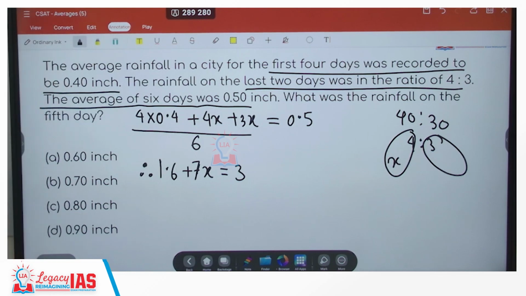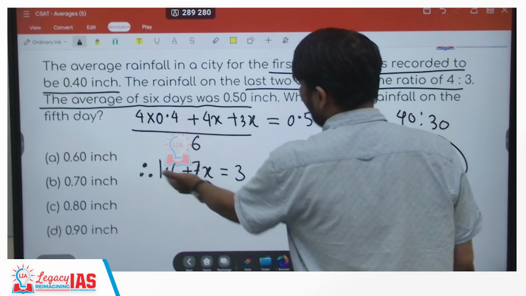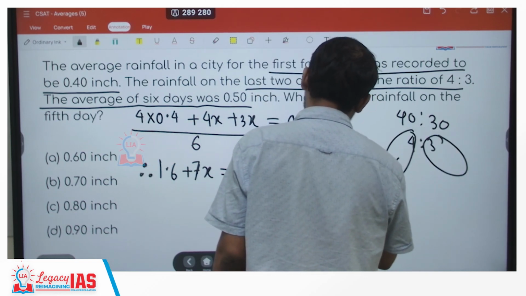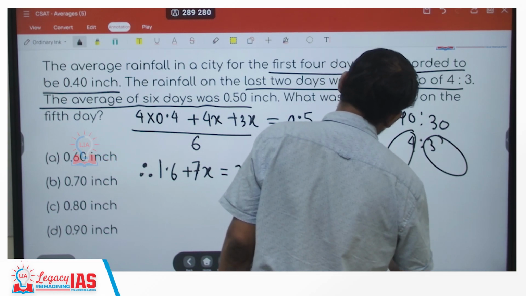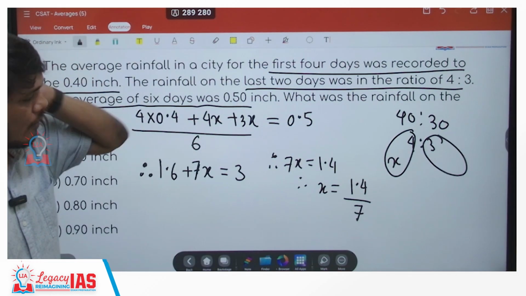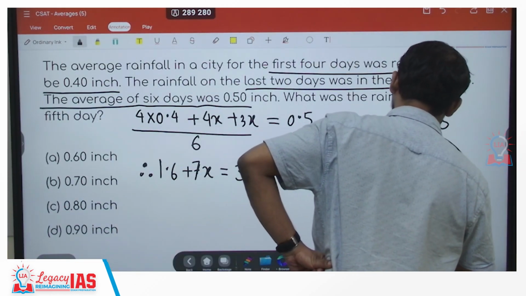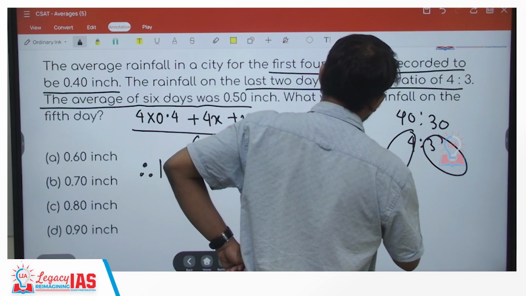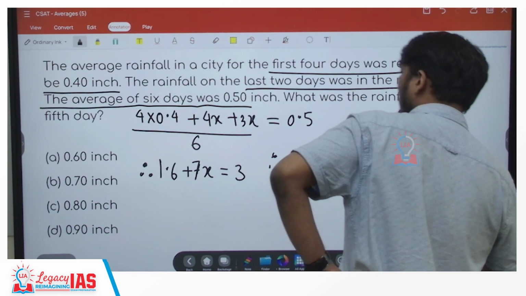Right? Now therefore, 7x would be how much? 3 minus 1.6, meaning 1.4. Therefore, x will be how much? 1.4 divided by 7. So x becomes how much? 7 ones are 7, 0.2. So x becomes 0.2. Now what is asked?